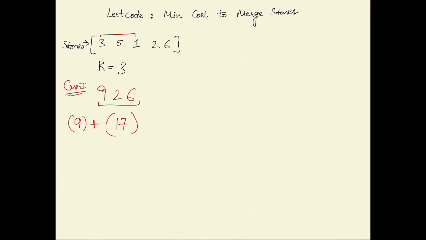So case 2, let's say we merge these 3 first. In that case the cost would be 5 plus 1, 6, plus 2, 8 to merge these 3, and then we have to merge these 3, which would again take 17. And the third option is that we merge these 3. So this was the first, this was the second, this was the third case.